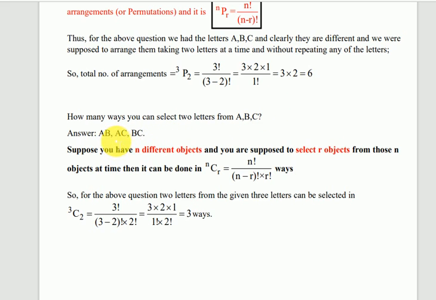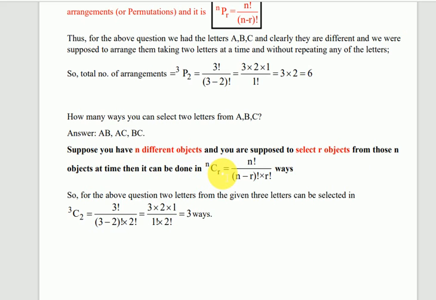But suppose we have more, like 10, or 13, 15, then you cannot just select like this. So we should have a formula for that. Suppose you have n different objects, like here we have three objects, three letters, which are different. And you are supposed to select r objects from those n objects at a time. It can be done with this formula, nCr.